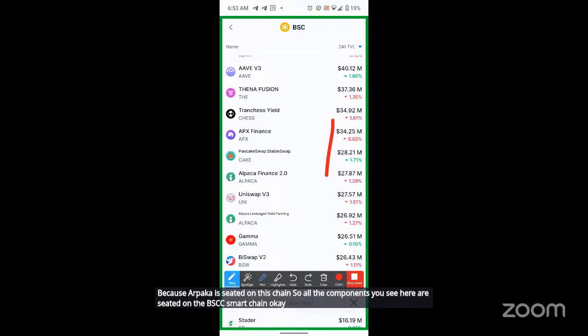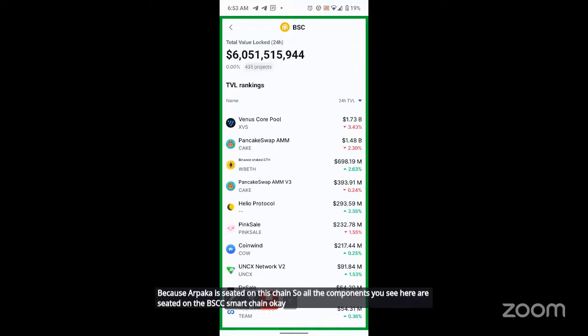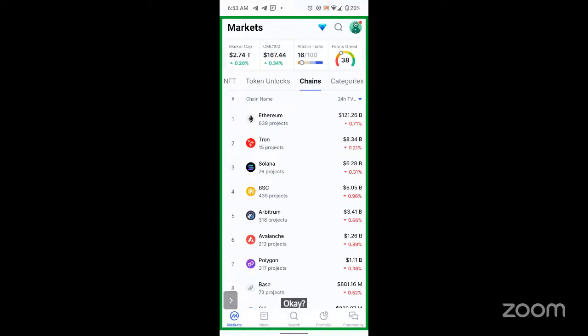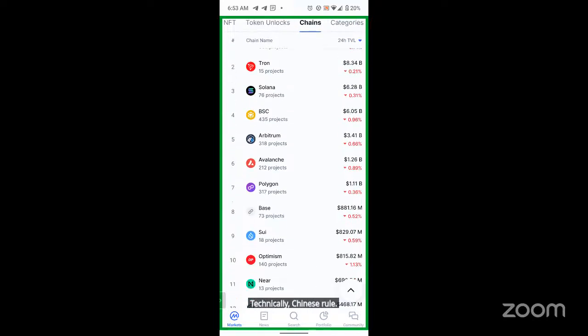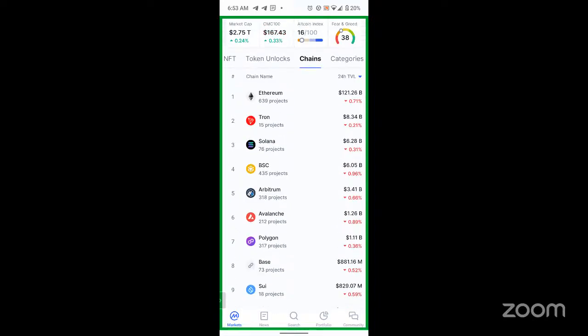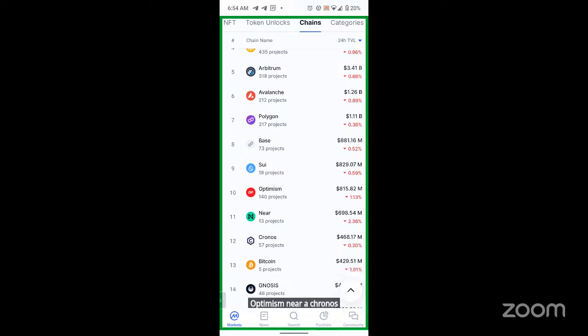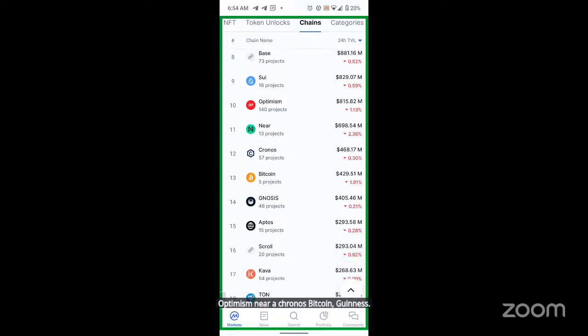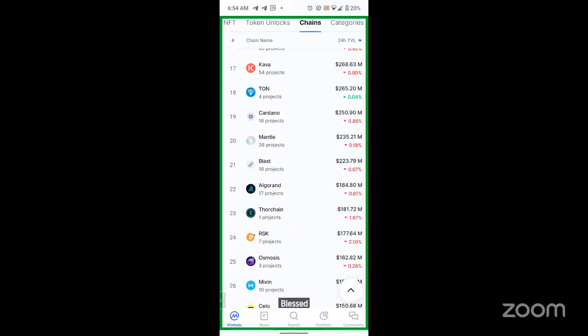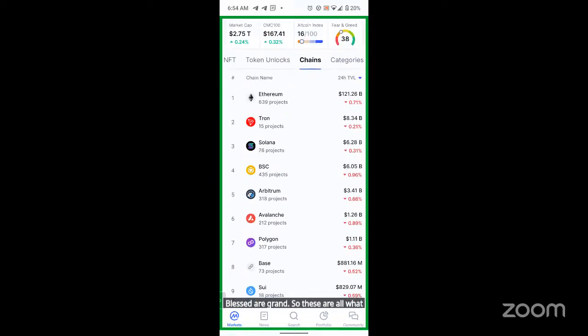So all the coins you see here are seated on the BSC smart chain, okay? Then we go on to token economics. We looked at the different chains and the coins seated on each chain: Ethereum projects, Tron, Solana, BSC, Arbitrum, Avalanche, Polygon, Base, Sui, Optimism, Bitcoin, Aptos, Scroll, Tone, Cardano, Mantle, Blast, Algorand. So these are all chains.